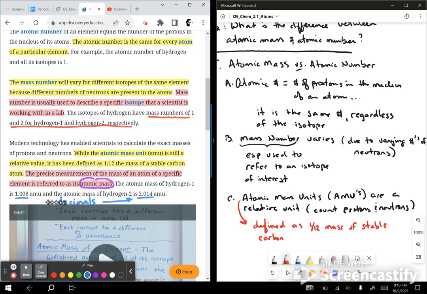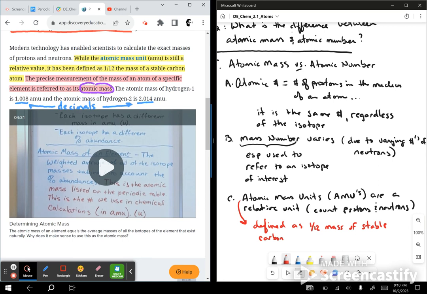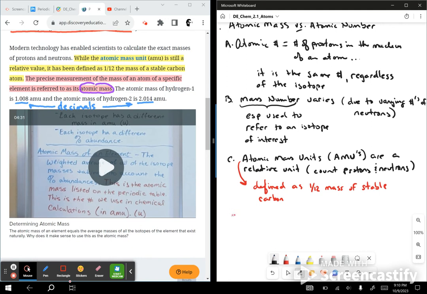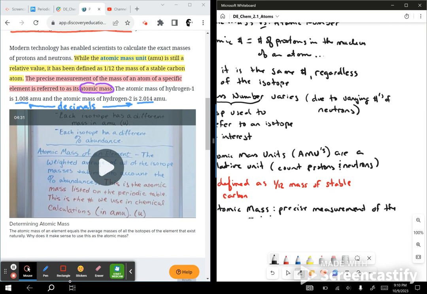When you're talking about these, you're probably talking about atomic mass. Okay, so now we're talking about some average numbers. And we're going to be showing you pretty soon how to actually calculate those. Okay, so atomic mass units, letter D, we have atomic mass. This is a precise measurement of the mass of an atom. Okay.